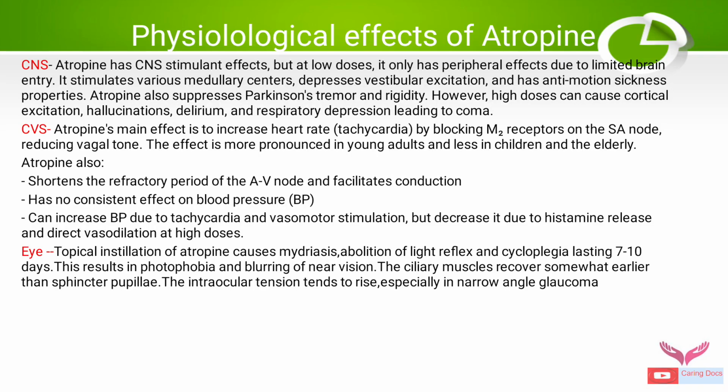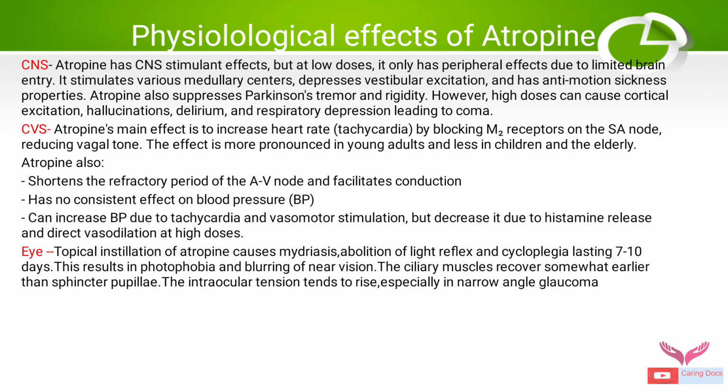If we see the physiological effects of atropine, on the CNS, atropine has a stimulant effect, but at low doses it has a peripheral effect due to limited brain entry. It stimulates various medullary centers, depresses vestibular excitation, and has anti-motion sickness property. Atropine also suppresses Parkinson's tremors and rigidity. However, high doses can cause cortical excitation, hallucination, delirium, and respiratory depression, leading to coma.